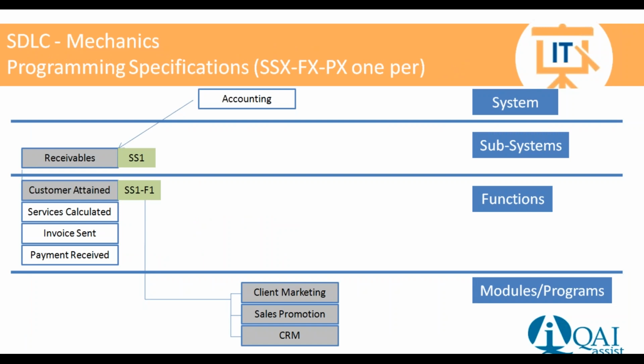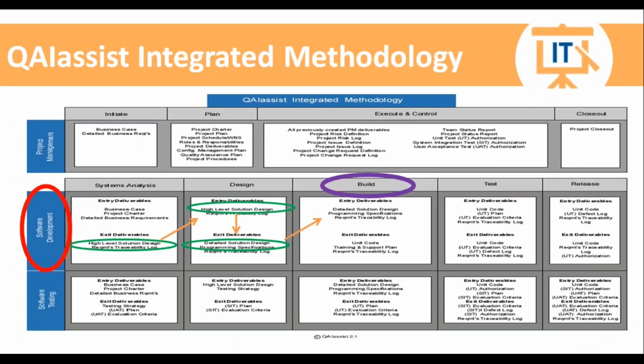So we're going to have programming specifications, one per module. And we'll use the naming convention to actually name it Client Marketing SS1, F1, P1. So we have the structure, and we now know what the naming convention is for the different programs.